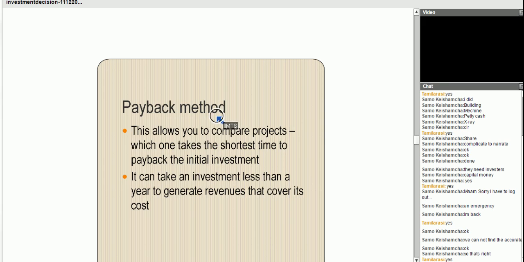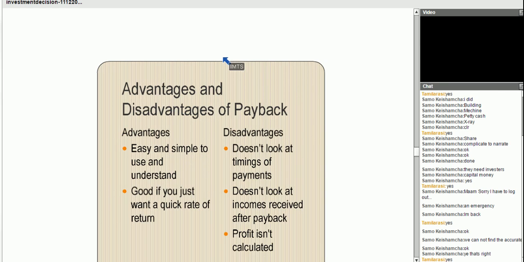So the first is the payback method. This allows you to compare projects. So which one takes the shortest time to pay back the initial investment? That we are going to choose. And sometimes it may take less than a year. Now these are the advantages and disadvantages of the same.